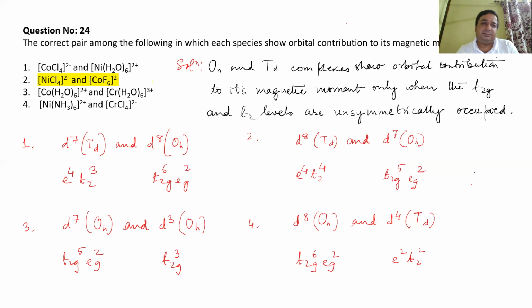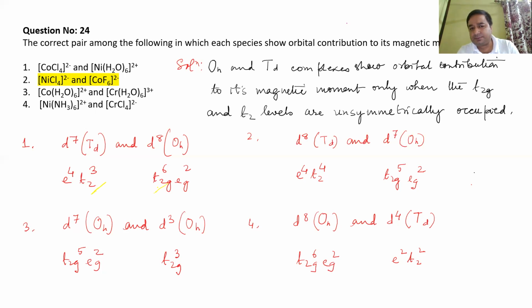For the nickel hexaqua complex, we can see it is going to be d8 in an octahedral field. So obviously your lower state is t2g and higher state is eg, and you will say t2g^6 eg^2. In both the cases, you can see it is having t2 and t2g^6, so it is symmetrically filled. Hence, we will conclude no orbital contribution.